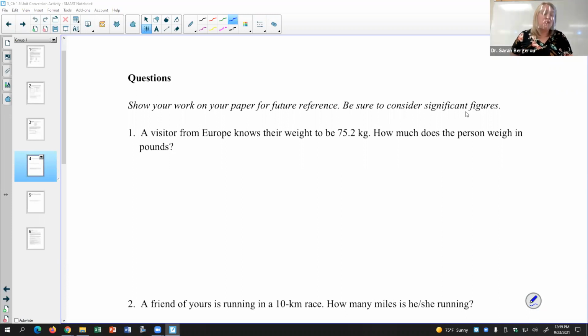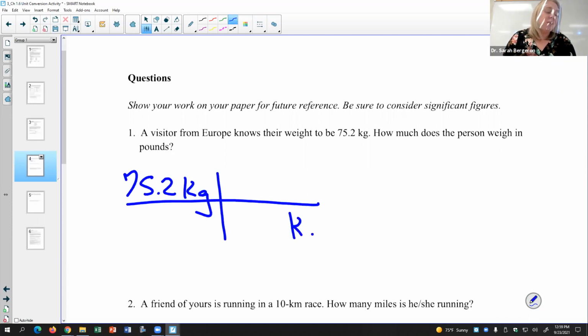So a visitor from Europe knows their weight to be 75.2 kilograms. How much does this person weigh in pounds? This one's really easy. This is what we already kind of did, right? Always remember that whatever you want to get rid of, you put on the bottom, and whatever you want to introduce, that's not true. I need to not say that.